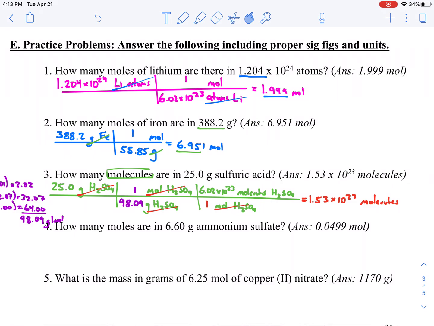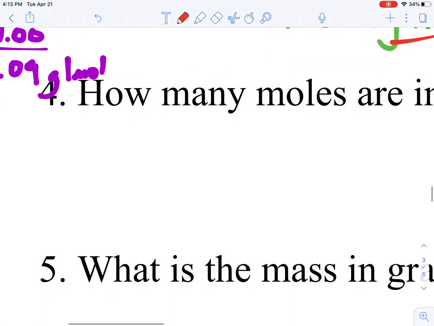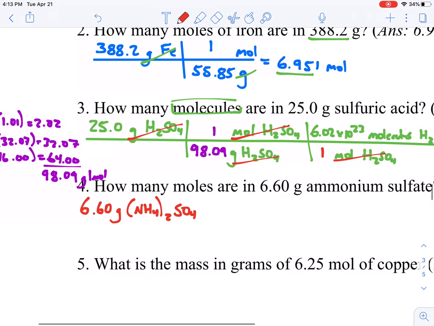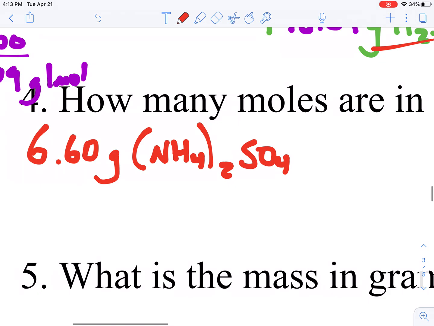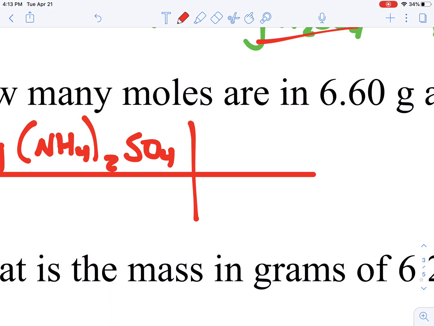All right, let's try number 4. We're going to start out with our 6.60 grams of ammonium sulfate, which would be (NH4)2SO4, right? NH4 is a +1, SO4 is a -2. And we would like to know how many moles are in that number of grams. So if we want to know how many moles, let's again do the steps that we know. We know that grams is going to have to go to the bottom. Ultimately, our goal is to get to moles.